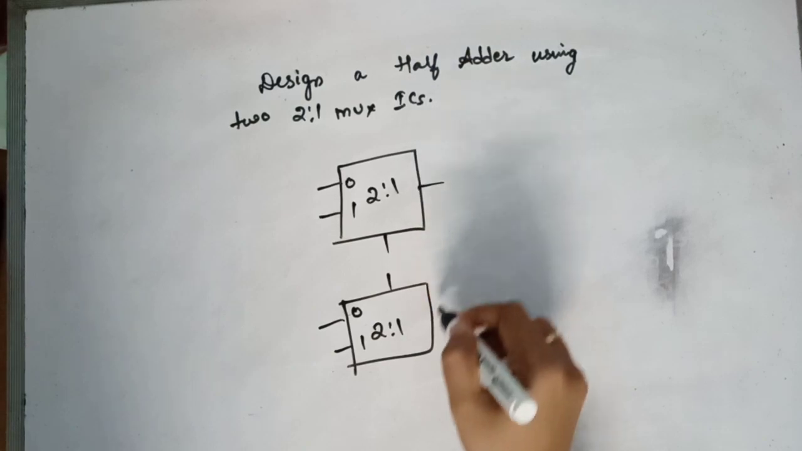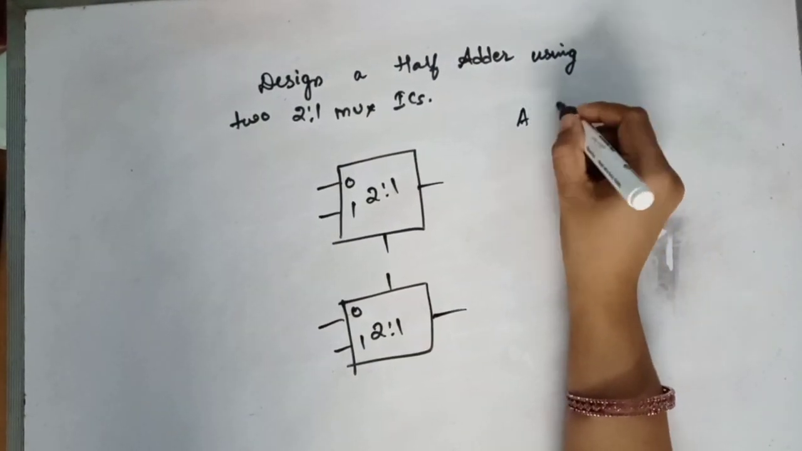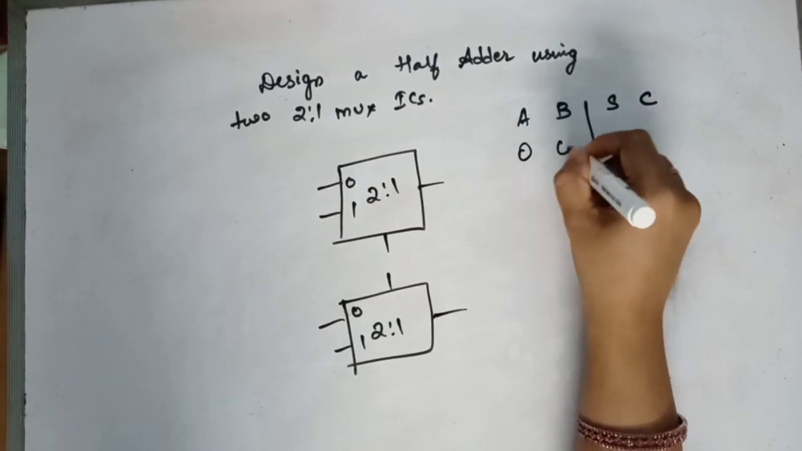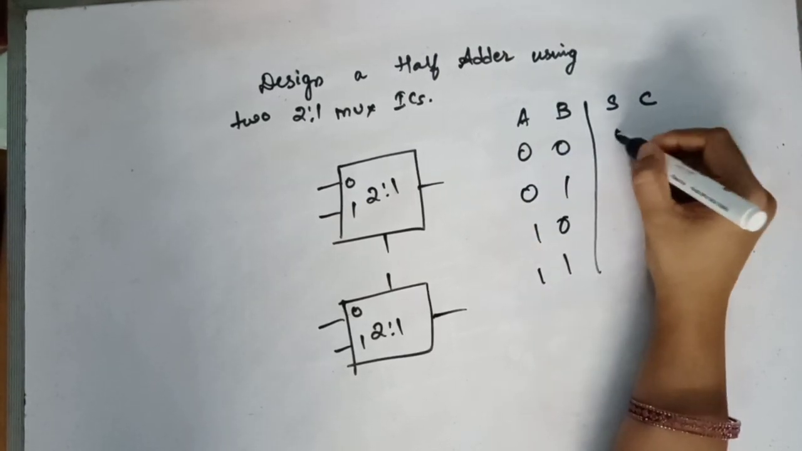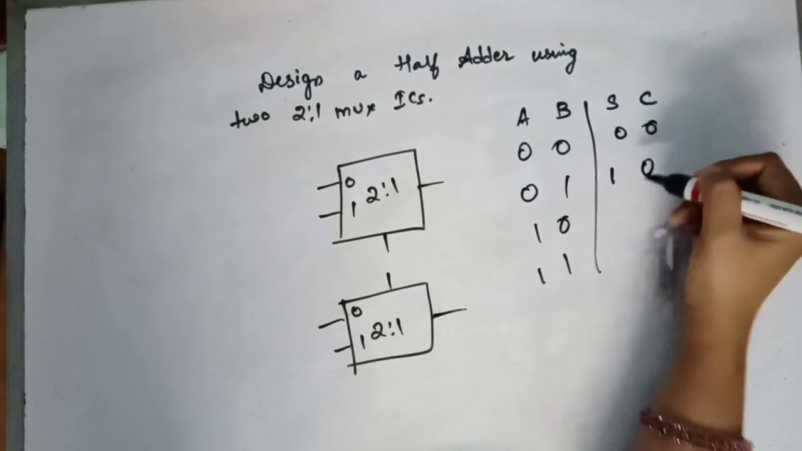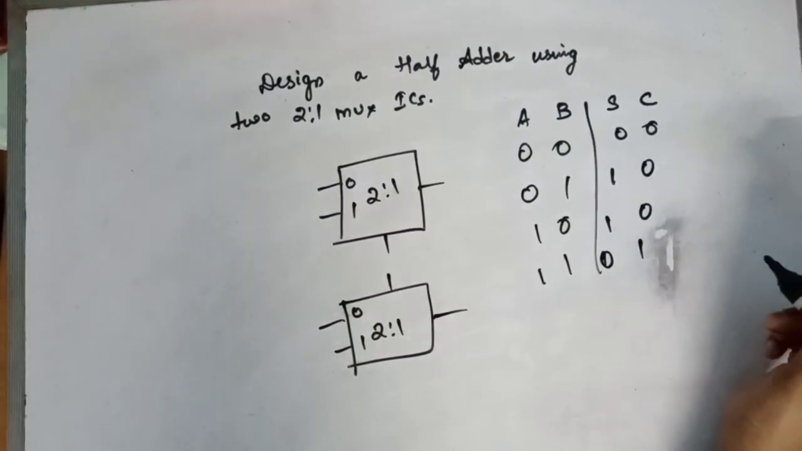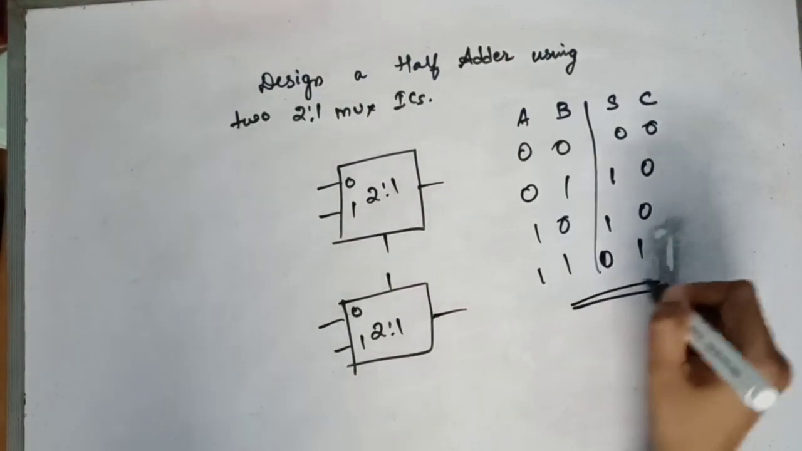Yes, this is what you have, and what you need is A, B, sum, carry: 0 0 0 0, 0 1 1 0, 1 0 1 0, 1 1 0 1. So this is what you need. So how do you implement this? Using this.